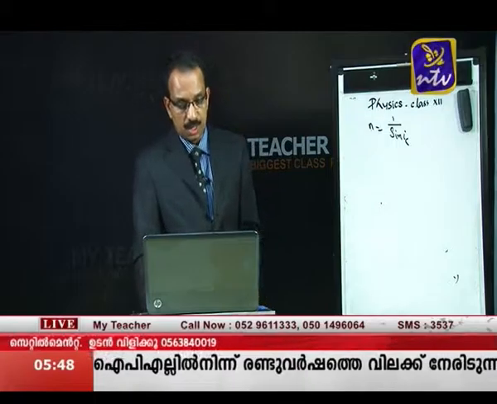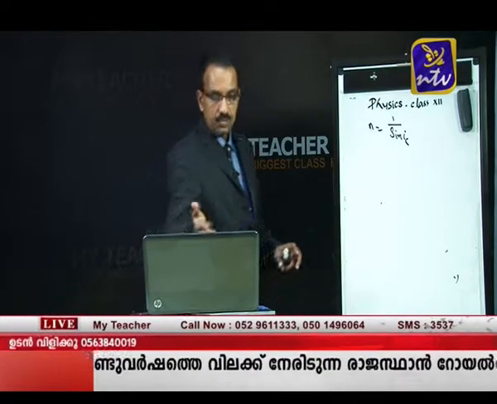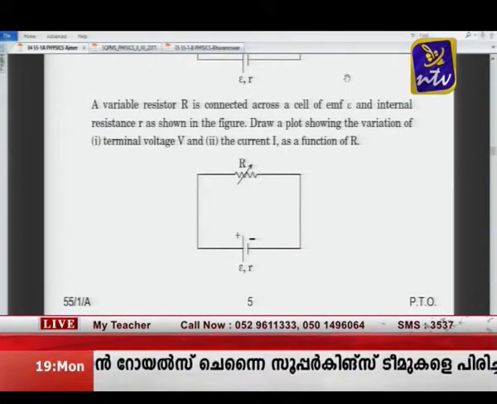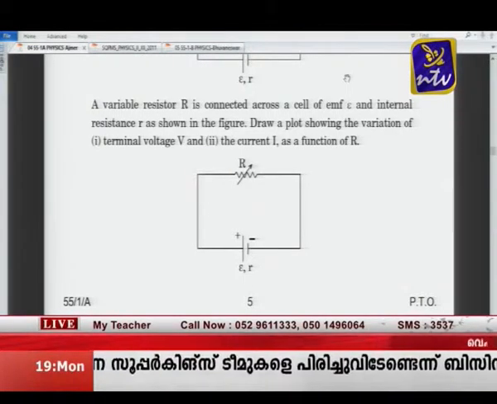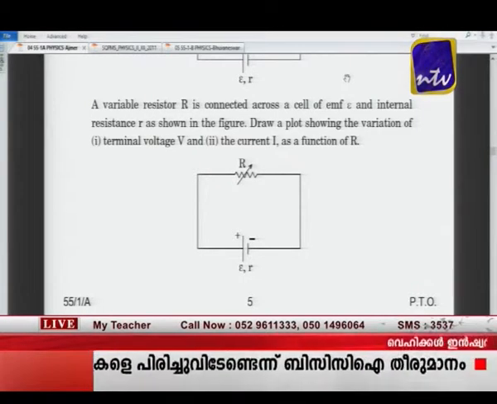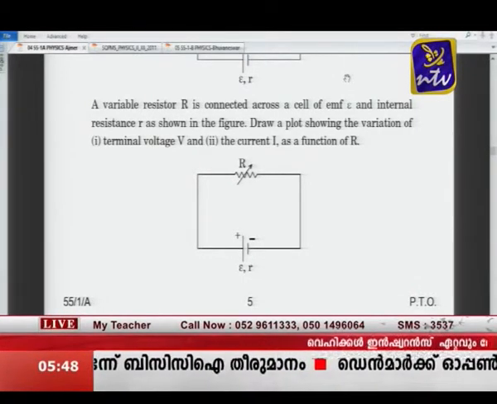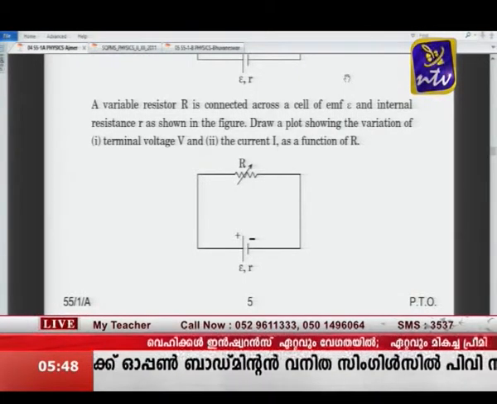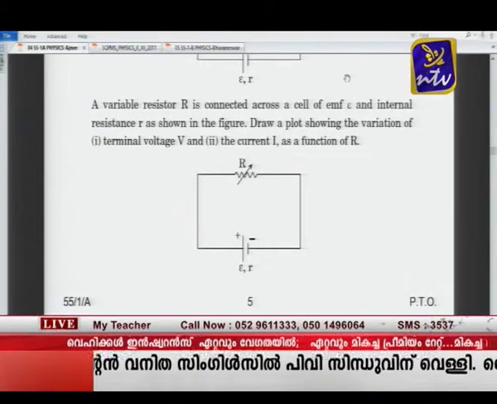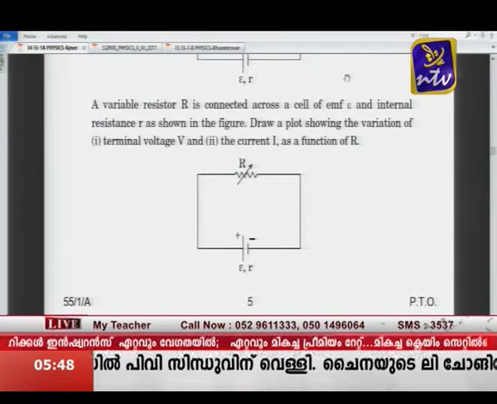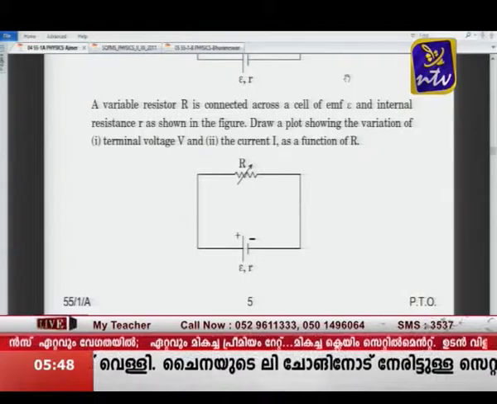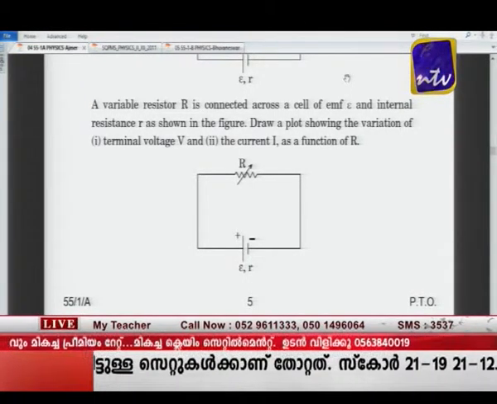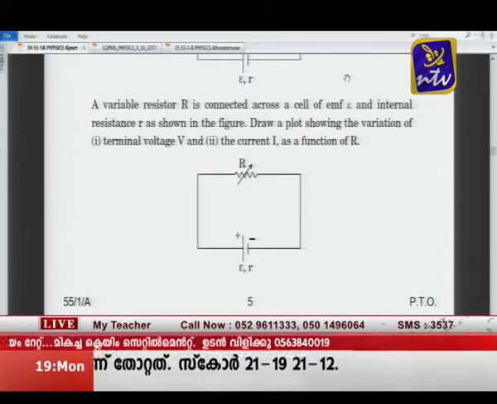Now look at the next question. This is question number 6. See the question on the screen. A variable resistor R is connected across a cell of EMF E and internal resistance small r as shown in the figure. Read the question very carefully. Draw a plot showing the variation of 1. terminal voltage with resistance, and 2. current as a function of resistance. So these two graphs you'll have to plot.